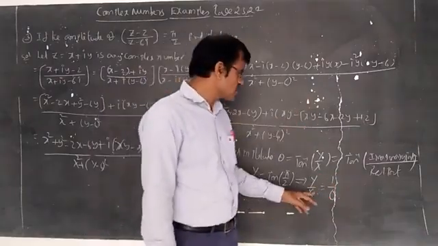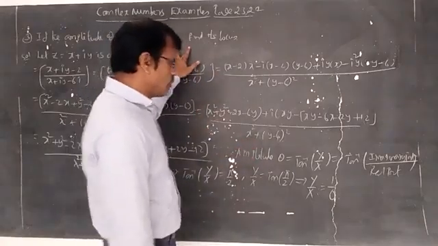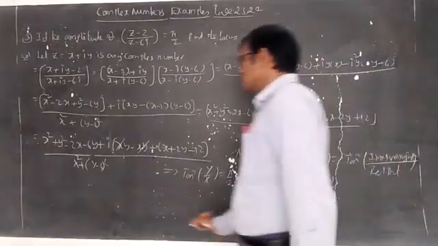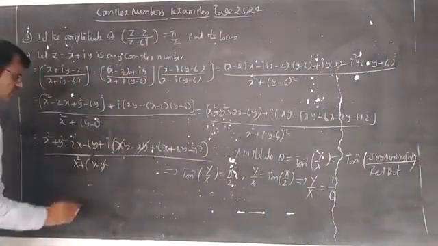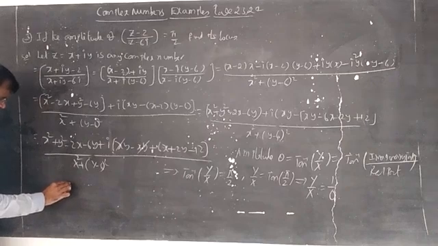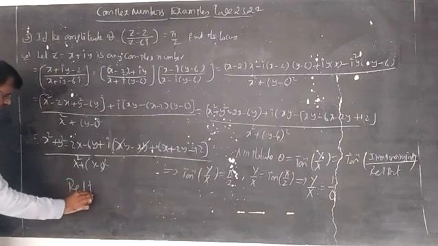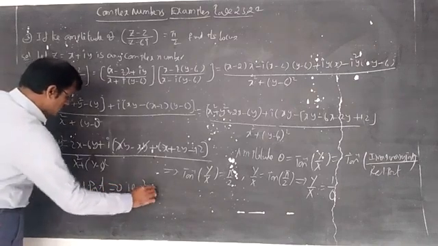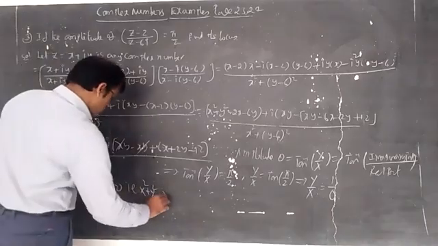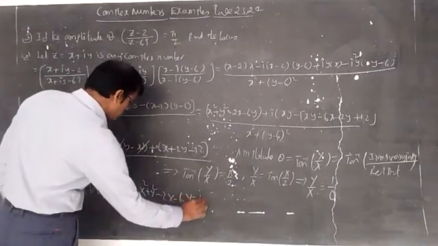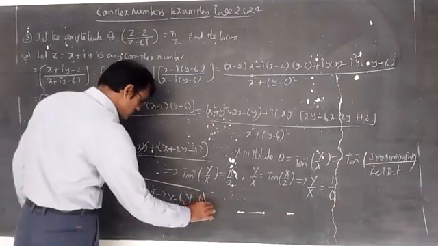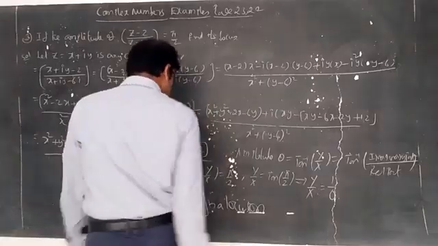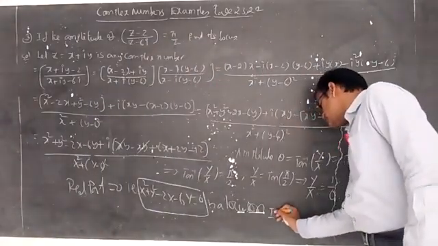So you can understand that whenever the amplitude is pi by 2, this is positive by 0. So the imaginary part is positive, and the real part is equal to 0. That is x square plus y square minus 2x minus 6y equal to 0. This is a locus. The imaginary part we simply write as greater than 0.